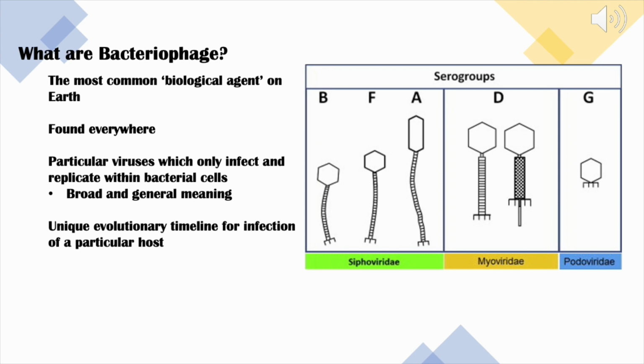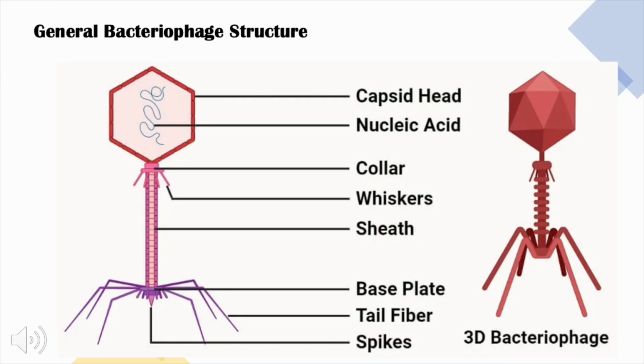However, when I say they're a particular virus, it's actually very broad and a general understanding because there are actually hundreds or even thousands of different sizes, different morphologies, and genetic organizations of these creatures. So after knowing what bacteriophage are, here's what they look like.